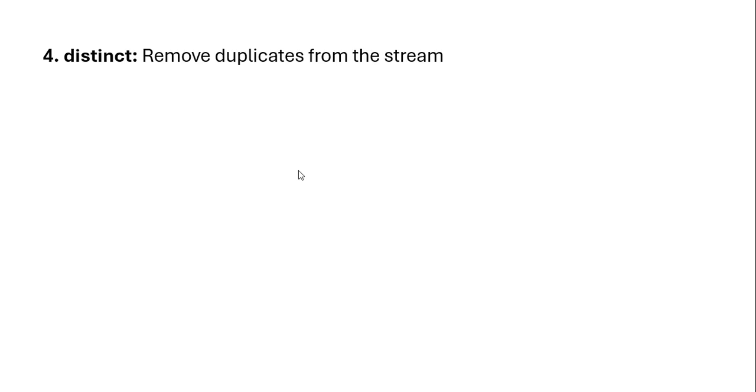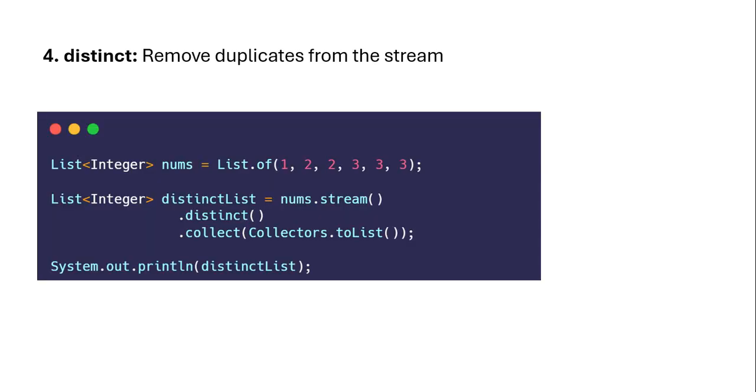The next operation, distinct, is very simple. It is going to remove the duplicates from the stream. So we have a stream of numbers and it contains duplicates, and after streaming we apply the distinct method and we just collect them into a list. Here we get 1, 2, 3. So it is very important for getting the unique elements in the stream.